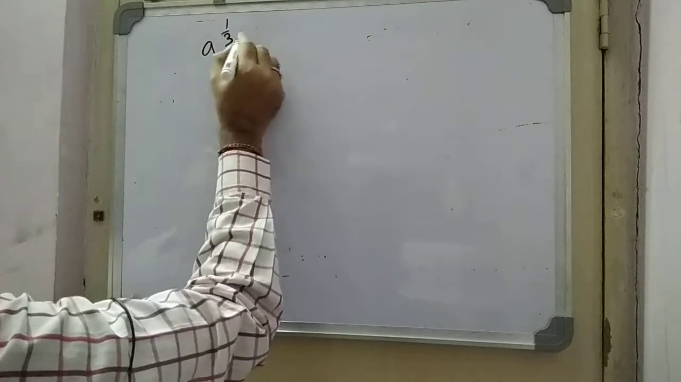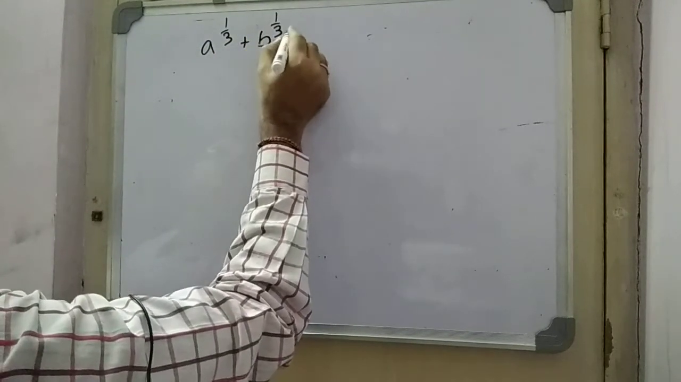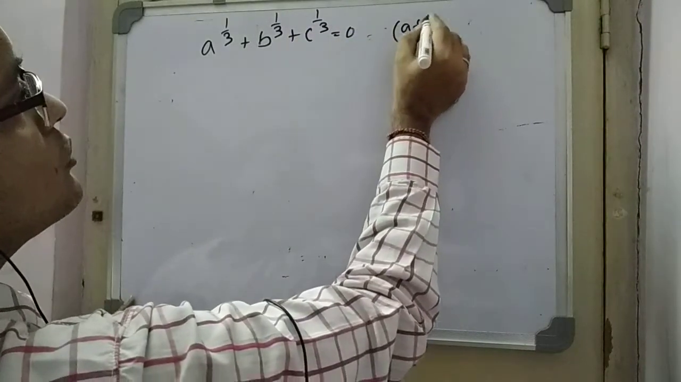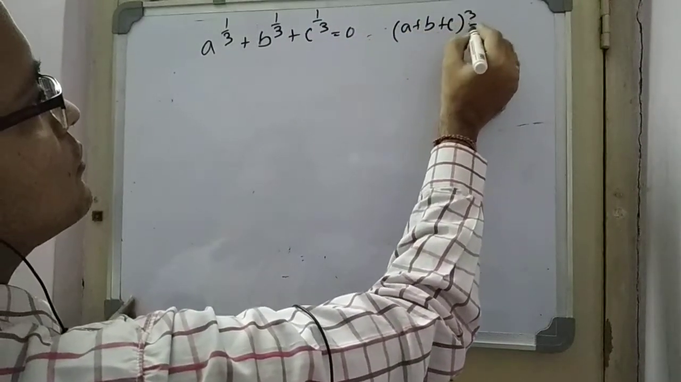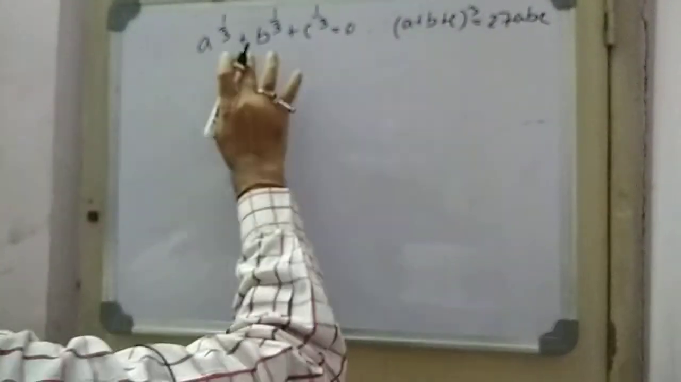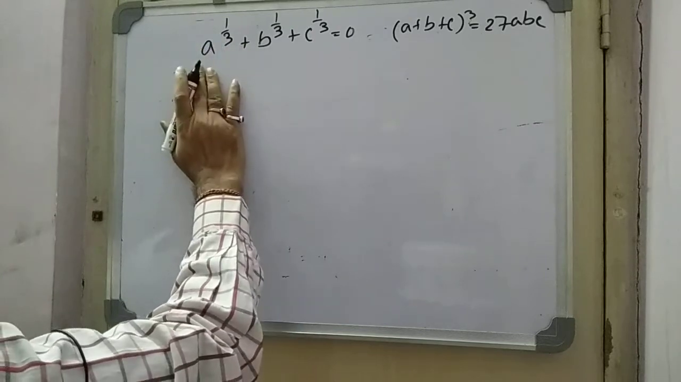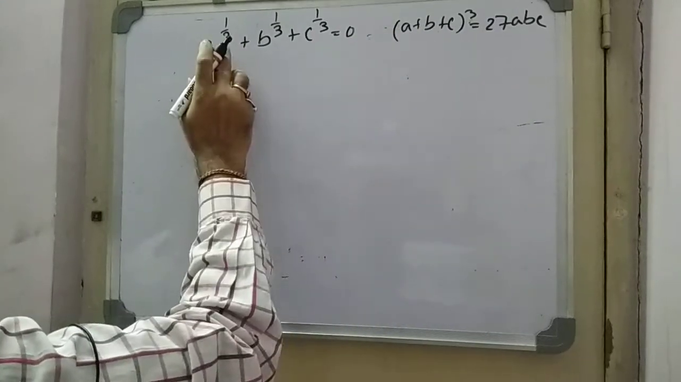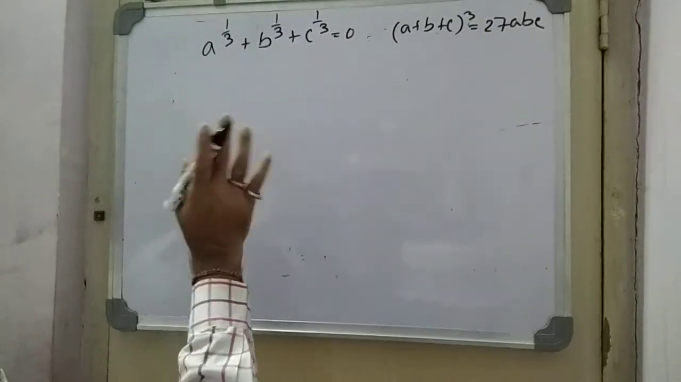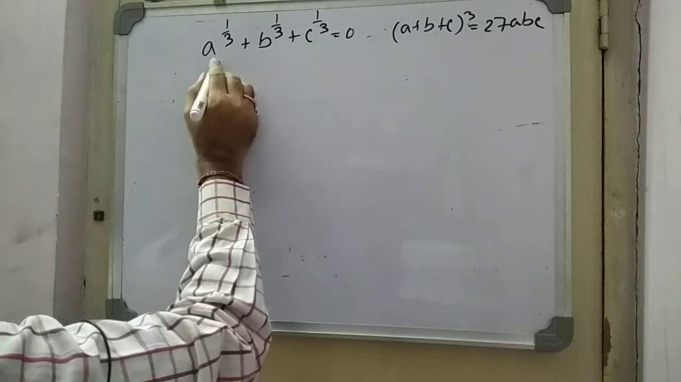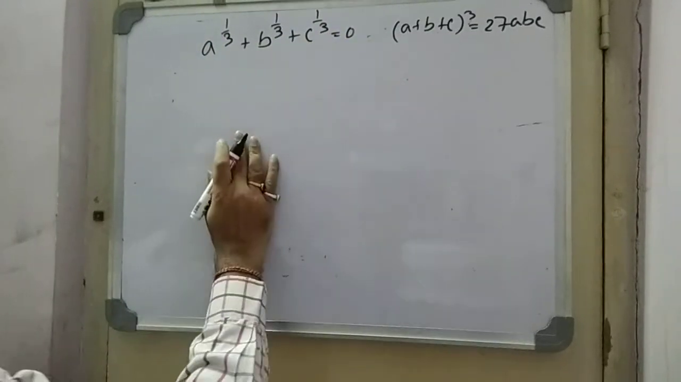Now a to the power 1 by 3, b to the power 1 by 3, c to the power 1 by 3, which is 0. We have to prove that a plus b plus c whole cube equals this. So just consider a. We need to reach a from a to the power 1 by 3. So somewhere we need to do a cube. So when we want to do a cube of this one, that means total cube.